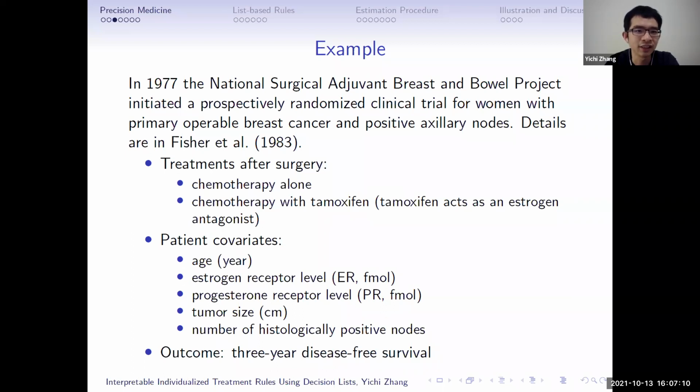And in this study, 5 patient covariates were measured: the age, the estrogen receptor level, the progesterone receptor level, the tumor size, and the number of histologically positive nodes. The outcome of interest is 3-year disease-free survival.